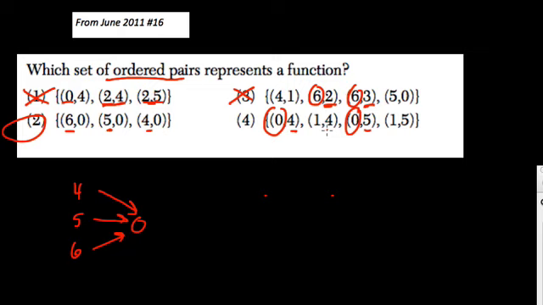And when that happens, you have one input giving 2 different values. It's not a function. So the only reasonable choice now is 2. And that's 6, 0, 5, 0, 4, 0.